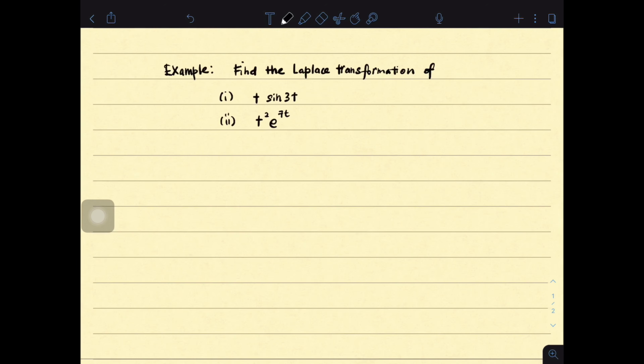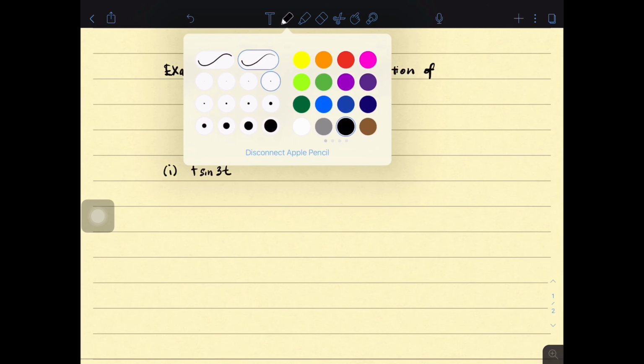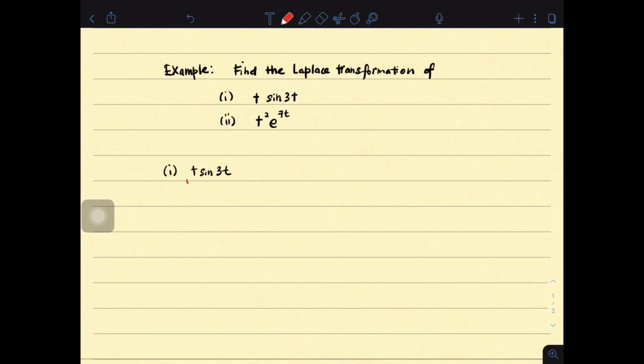A few examples here. You need to find the Laplace transformation of, first, the function t sine 3t, and second, the function t squared exponent 7t. Let's do the first one first. We want to find the Laplace transform for the function t sine 3t. If you see from this expression, you have two functions: the first function is t and the second function is sine 3t.